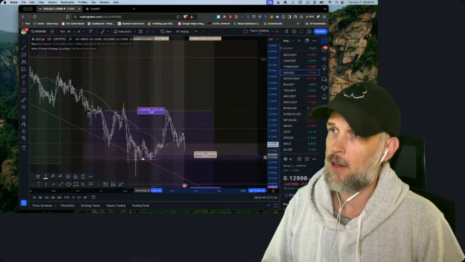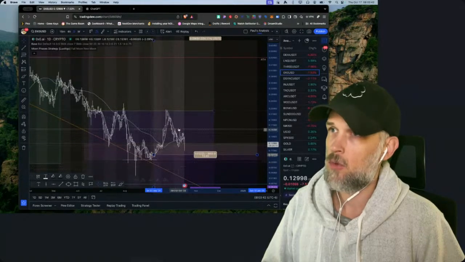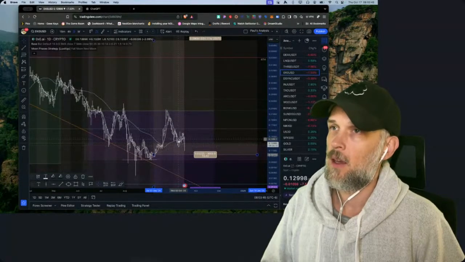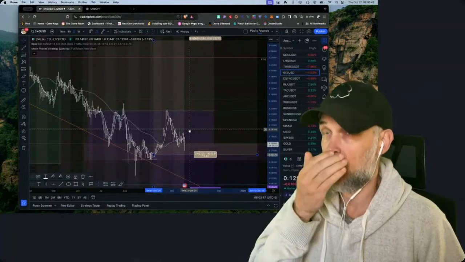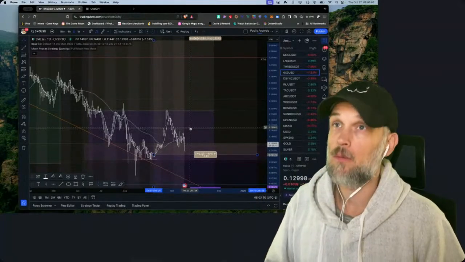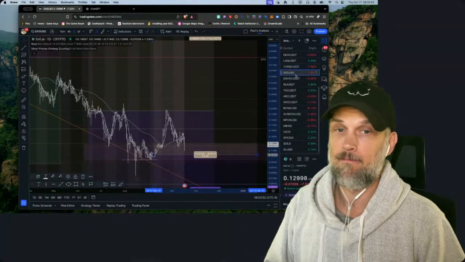This breakout out of this downward trend is very encouraging, and the timing is perfect because, again, all of these projects are coming into utility.